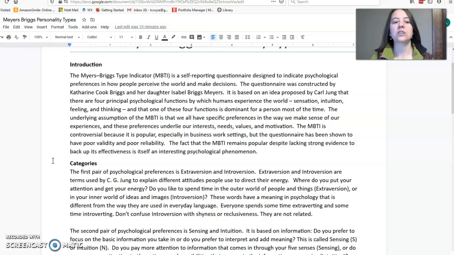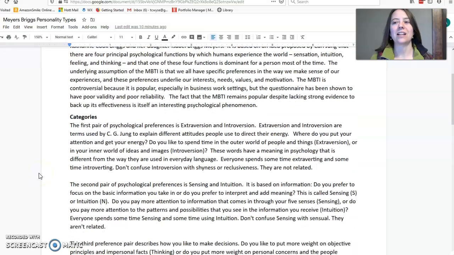The MBTI is controversial because it is popular, especially in business work settings, but the questionnaire has been shown to have poor validity and poor reliability. Validity means you get an accurate answer for the thing that you are testing. And reliability means you will get the same answer over and over again. So the fact that the MBTI remains popular despite lacking strong evidence to back up its effectiveness is itself an interesting psychological phenomenon. So that's something to keep in consideration when we're looking at our personality tests and results.